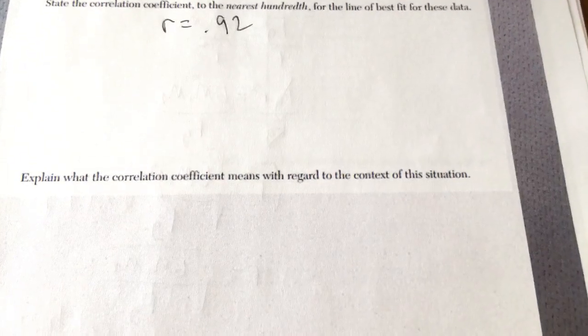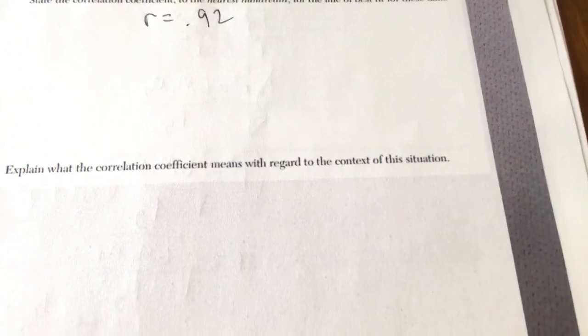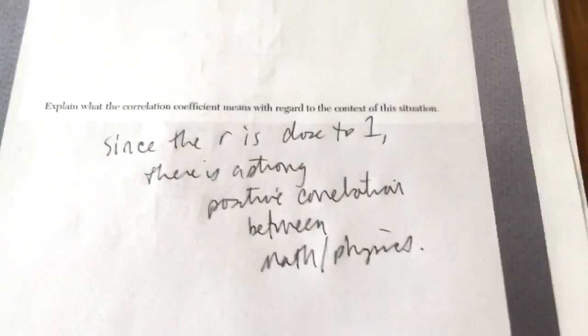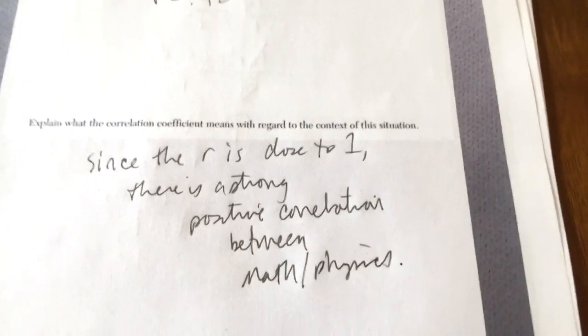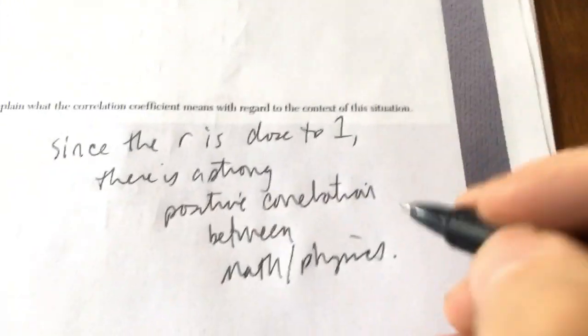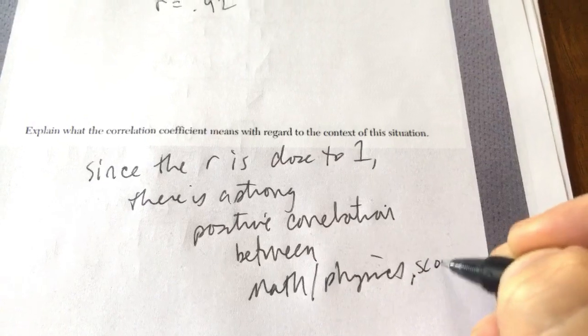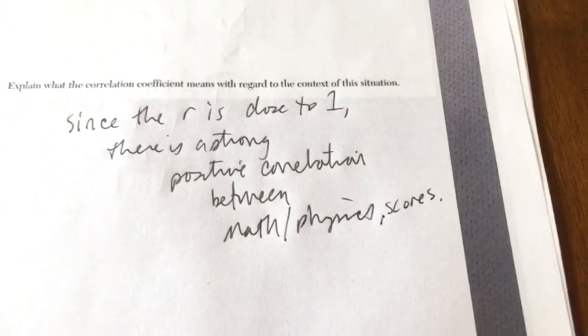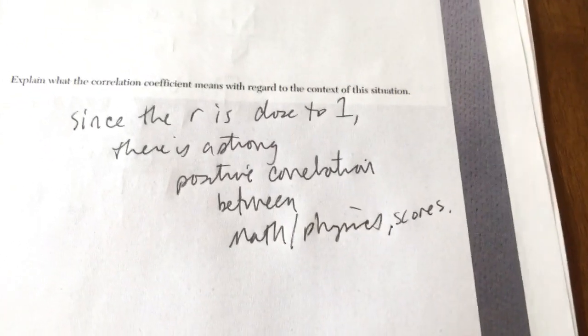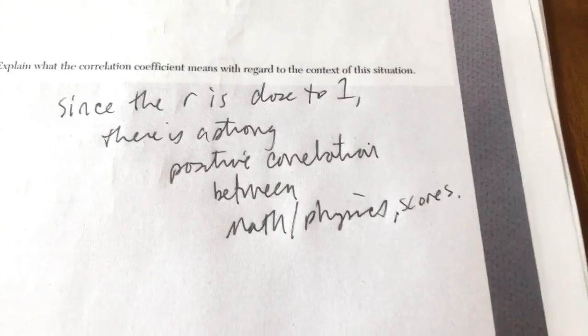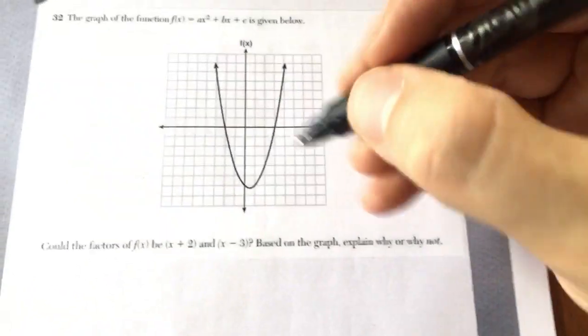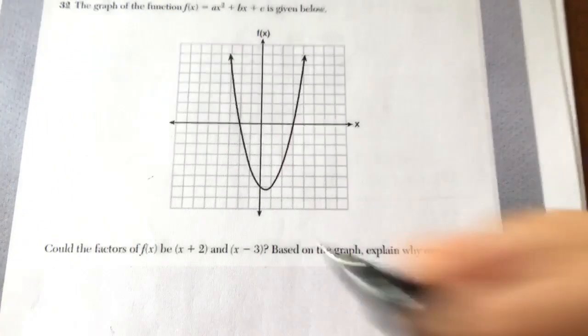Explain what the correlation coefficient means with regards to the context of the situation. Since the R is close to 1, there is a strong positive correlation between math and physics scores. Basically it means if you have a good score in math, you probably have a good score in physics, and vice versa. Could the factors of this function be x plus 2 and x minus 3?